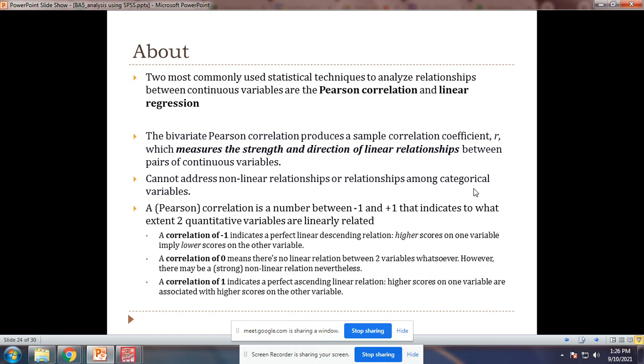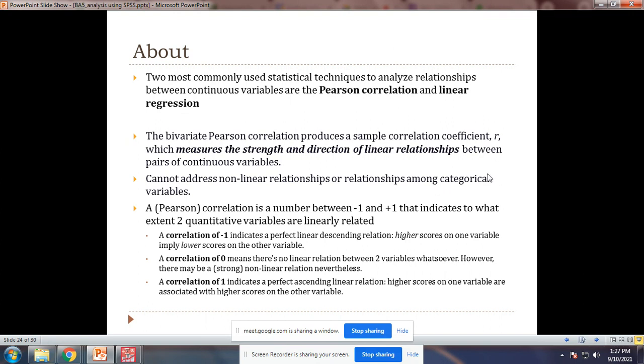And also for categorical variables, since we know that both the independent and the dependent variable should be continuous in nature, it cannot be categorical, which means it cannot be nominal data and it cannot be ordinal data. It has to be either ratio or interval scale data. So it cannot be used for categorical variables as well. So for these two scenarios, you cannot use correlation and you cannot use regression as well.